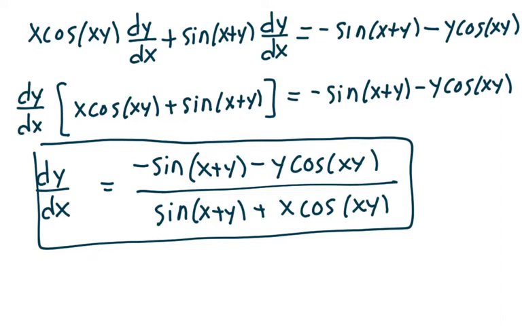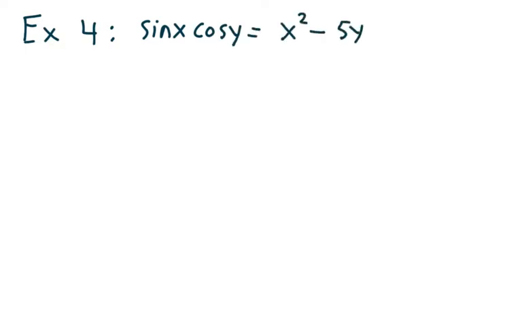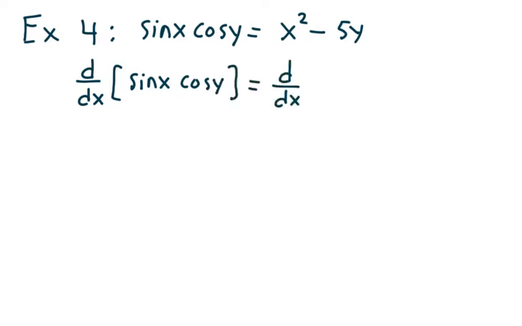Let's take a look at one more example for this video. So let's take a look at example 4. Suppose I had the following. We could do this one. Suppose we had sine x cosine y is x squared minus 5y. So let's differentiate both sides with respect to x. You get the derivative of sine x cosine y with respect to x is the derivative of x squared minus 5y.